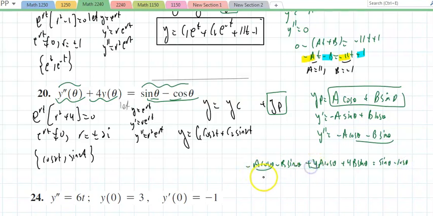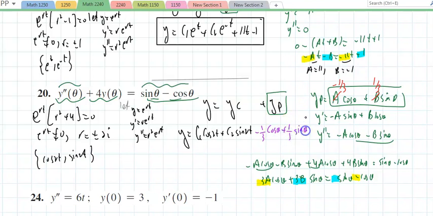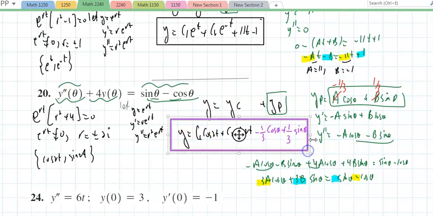So here I'm looking at 3a cosine of theta plus 3b sine of theta, and that equals sine of theta minus cosine of theta. So 3a must equal negative 1. That makes a negative 1/3. And 3b must equal 1. That makes b positive 1/3. So the solution would be minus 1/3 cosine of theta plus 1/3 sine of theta. And that would be my answer. The only way I could find those coefficients is if you give me the initial conditions, which is the next problem.